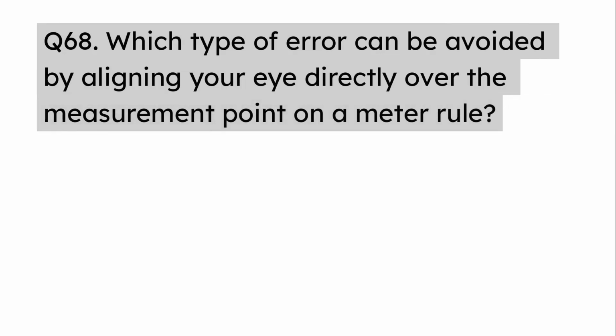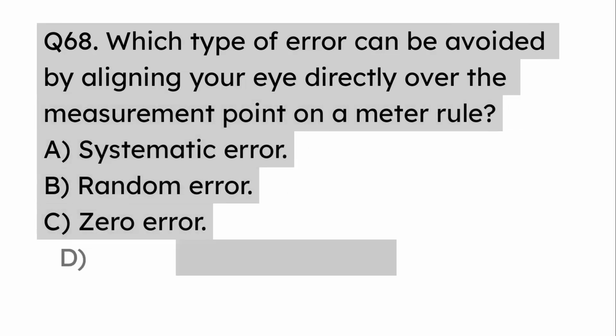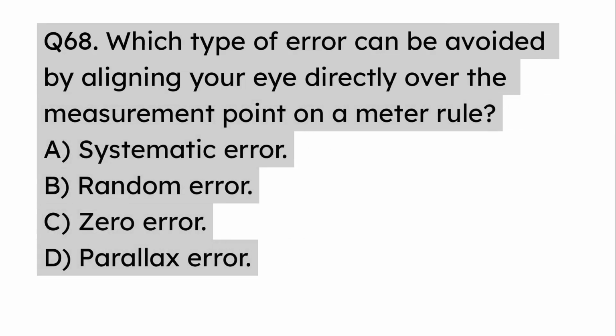Q68. Which type of error can be avoided by aligning your eye directly over the measurement point on a meter rule? A. Systematic error. B. Random error. C. Zero error. D. Parallax error.